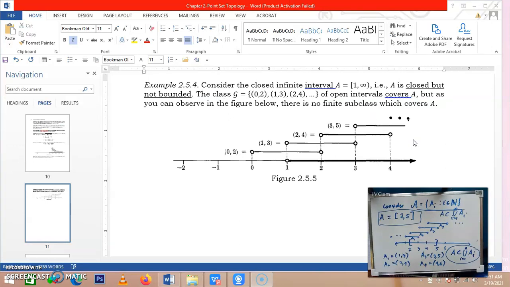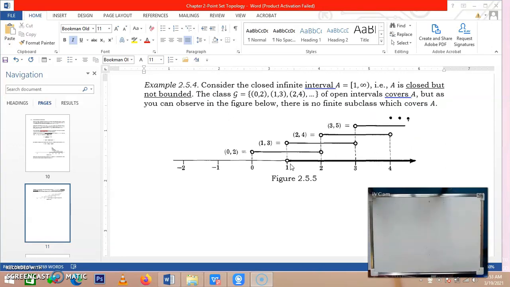So let's consider here an illustration. So our set is the closed and not bounded interval. We have here closed in 1 up to infinity. So we have here our G1. This is G1, G2, G3, and so on. So we have G1, G2, G3, G4, and so on. Now, as you can see in the illustration, the class of sets of open intervals covers A. But then again, we cannot get the finite subclass of open intervals that covers A. Or else if we try to get it, it will not cover our closed but not bounded set.